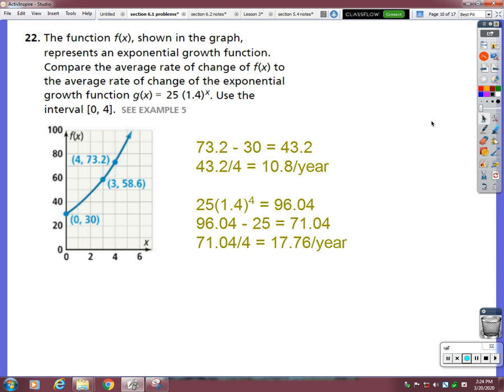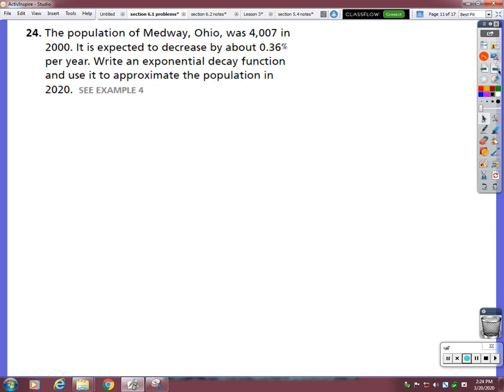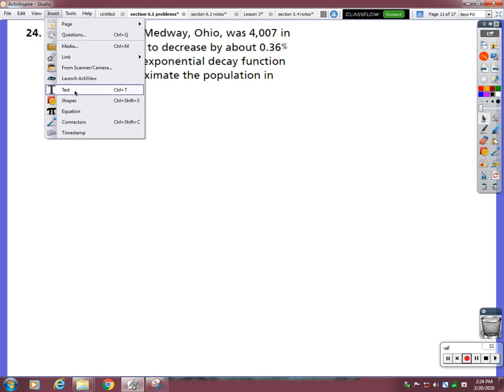Great. Good comparison. Nice job. All right, 24 through 27, and then we'll call it a day. So 24 says the population of Medway, Ohio was that much. It's expected, that's a small town, that's like Montesano. It's expected to decrease by about 0.36%. Oh, see, we're growing, so Medway sucks. Write an exponential decay function. And then we gotta use it to model.